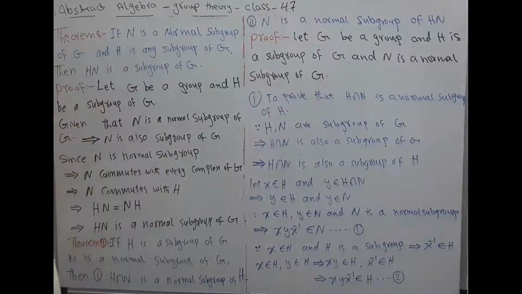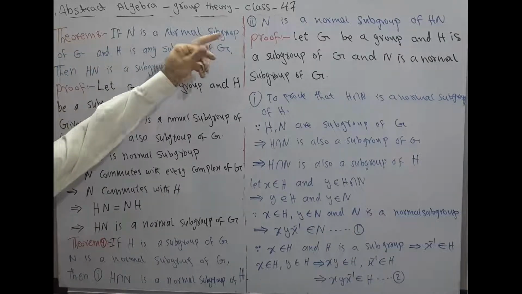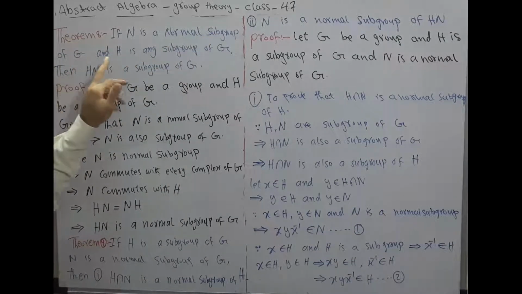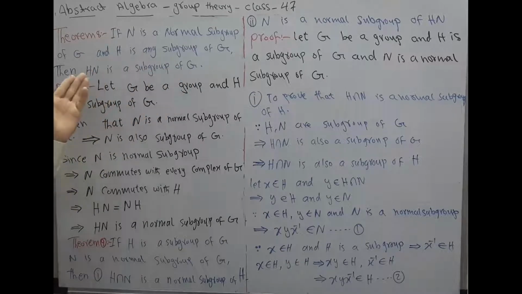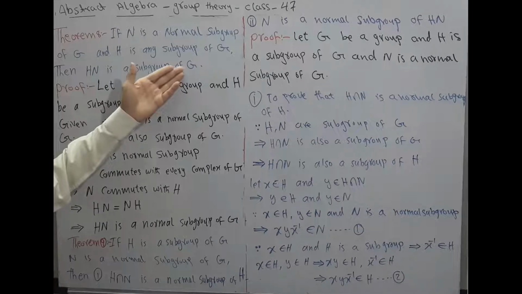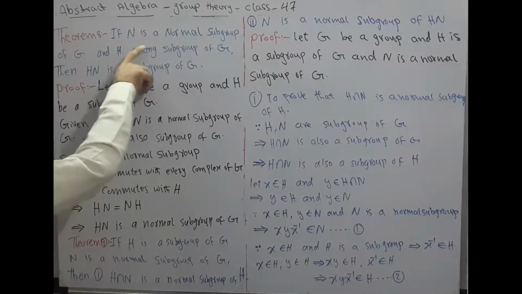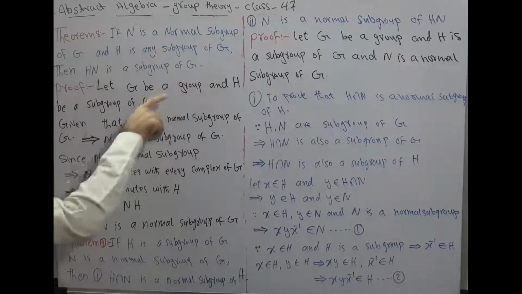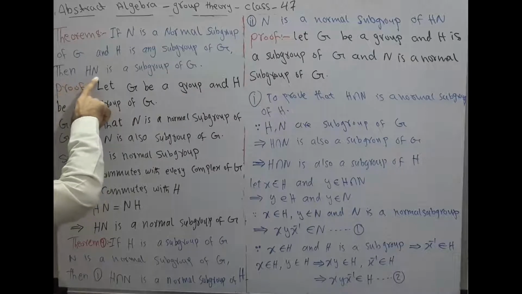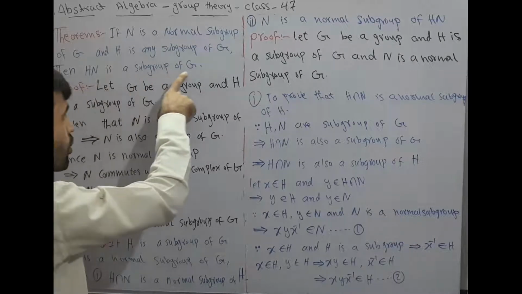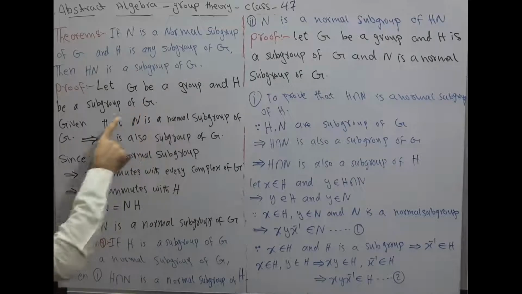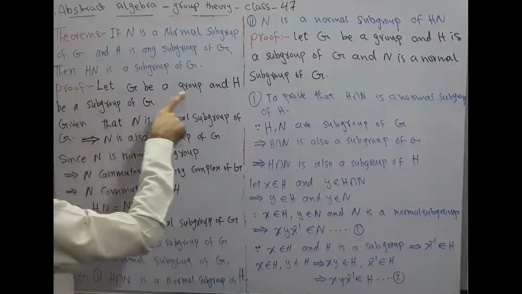Here we will prove theorems. First, Theorem 8. If N is a normal subgroup of G and H is a subgroup of G, then their product also is a subgroup of G. N is a normal subgroup and H is a subgroup of G. Then the product of H and N is also a subgroup of G. Let G be a group.